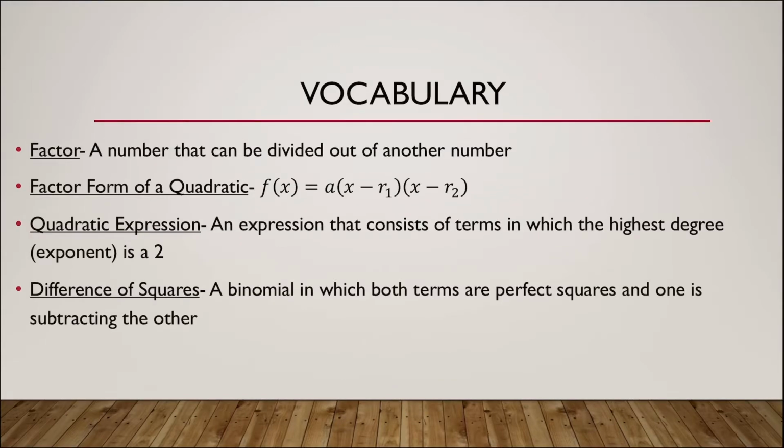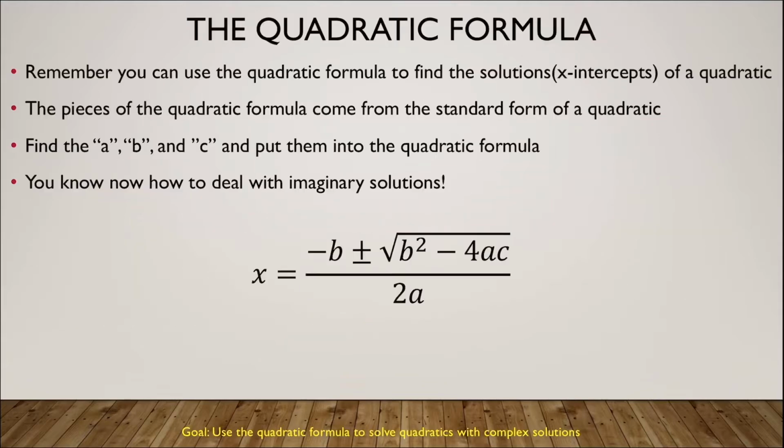Okay, so just some quick vocabulary review. A factor is a number that can be divided out of another number. We know the factored form of a quadratic is f of x equals a times x minus root 1 times x minus root 2. A quadratic expression is an expression that consists of terms in which the highest degree is 2. My highest degree is 2, so it's raised to the second power. The difference of squares is a binomial in which both terms are perfect squares and one is subtracting the other, something like this, x squared minus 25. There's my difference of squares.